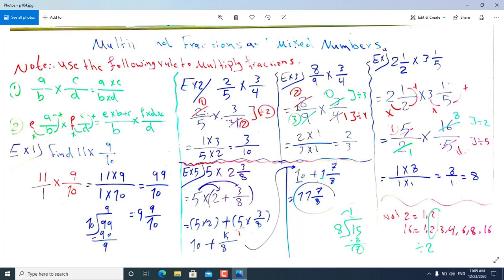So now we write 2 times 1, and from the bottom we write 3 times 1. 2 times 1 is 2, and 3 times 1 is 3. 2 over 3 is the simplest fraction.